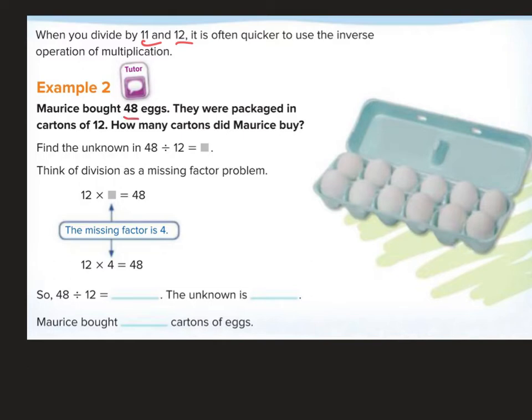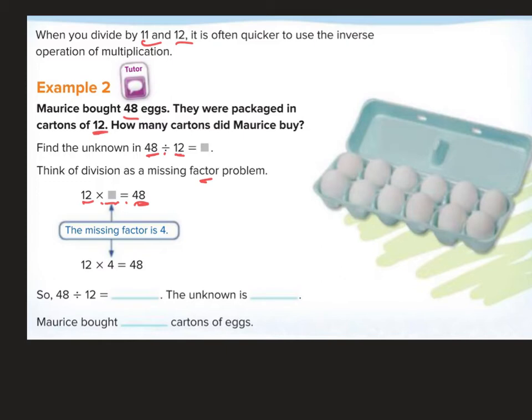Maurice bought 48 eggs. They were packaged in cartons of 12. How many cartons did Maurice buy? So we need to find what is 48 divided by 12. Okay, so if I think of division as a missing factor, which means a multiplication problem, I'd say 12 times what is 48. Okay, so the missing factor here then would be 4.